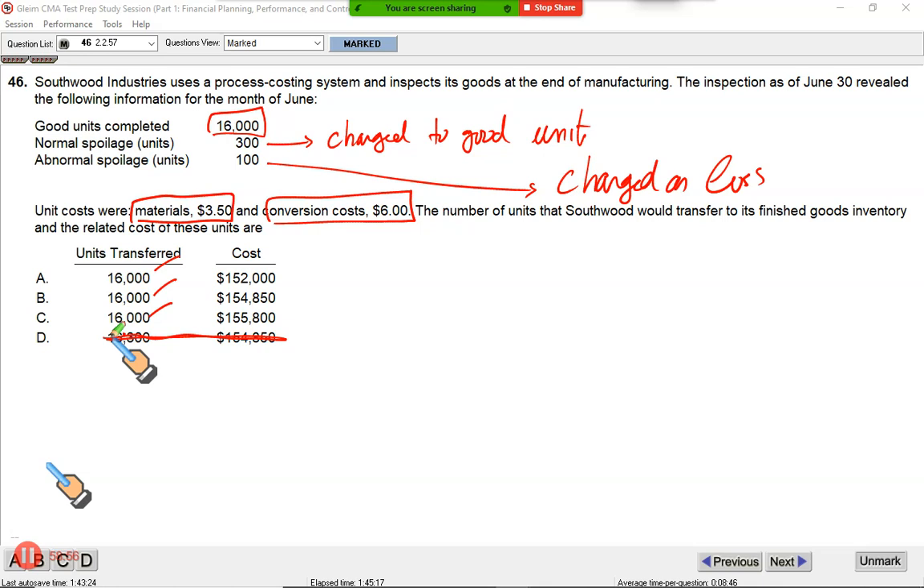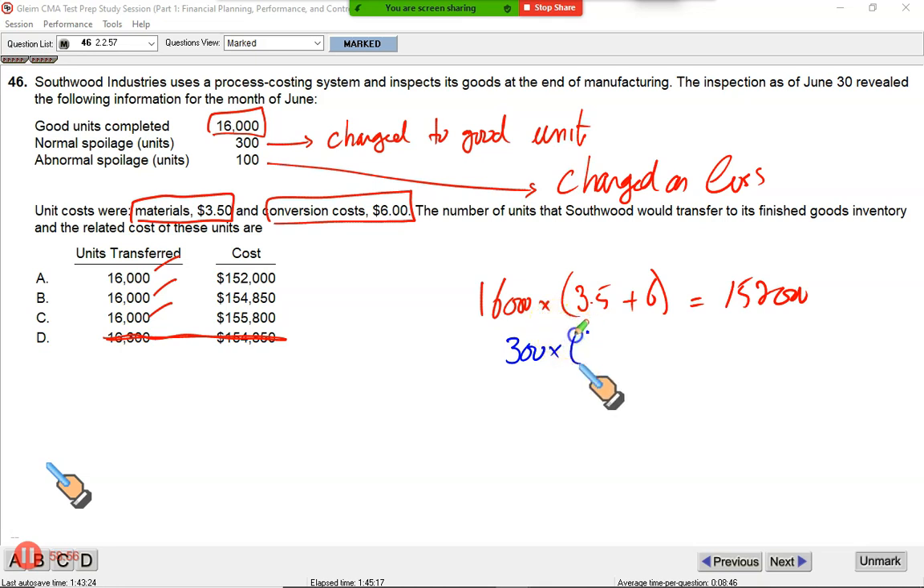The question is, what should be the value of these good units? We have just learned that for these 16,000 units, we add $3.5 worth of material plus $6 worth of conversion cost. So the cost of these 16,000 units should be 3.5 plus 6 multiplied by 16,000, which is 152,000. But these 300 units which we have lost, the cost of these 300 units, 3.5 material and $6 conversion cost, total 9.5 multiplied by 300.